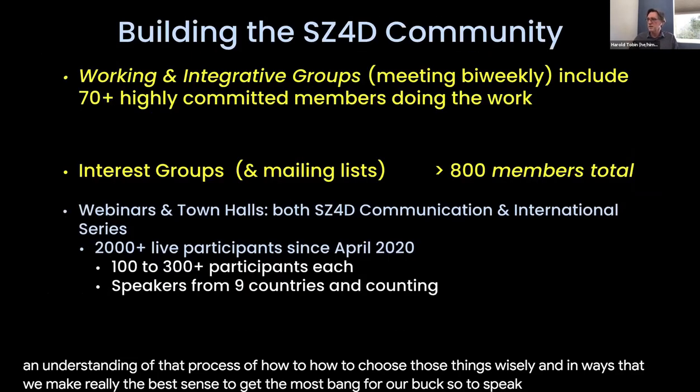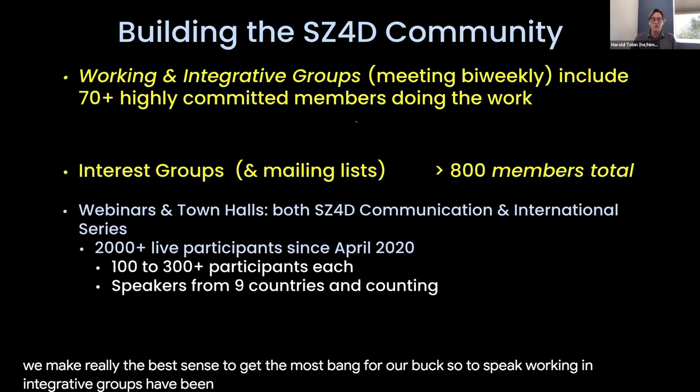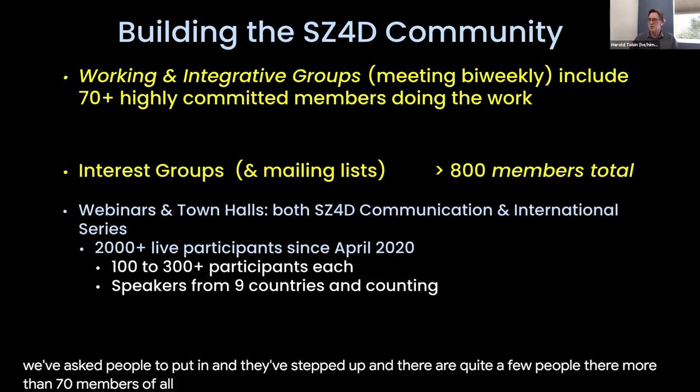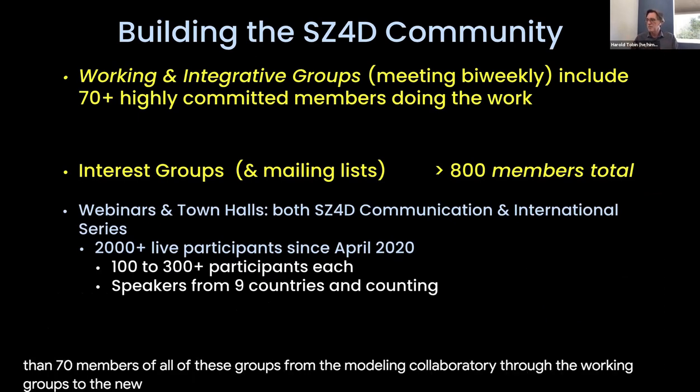Okay, so the working and integrative groups have been doing a tremendous job. I can't believe how much work we've asked people to put in, and they've stepped up. And there are quite a few people. There are more than 70 members of all of these groups, from the modeling collaboratory through the working groups to the new equity and capacity building group, meeting very often and doing the hard work.